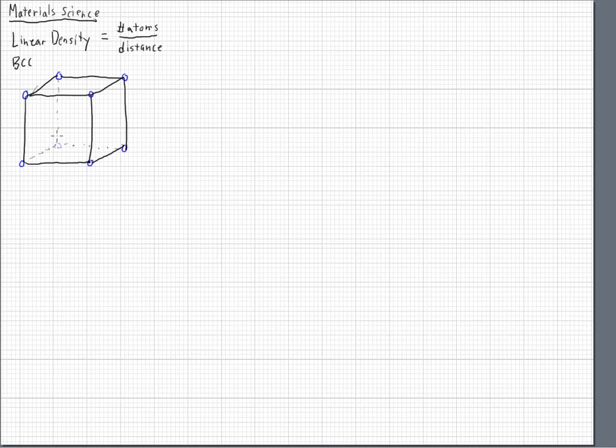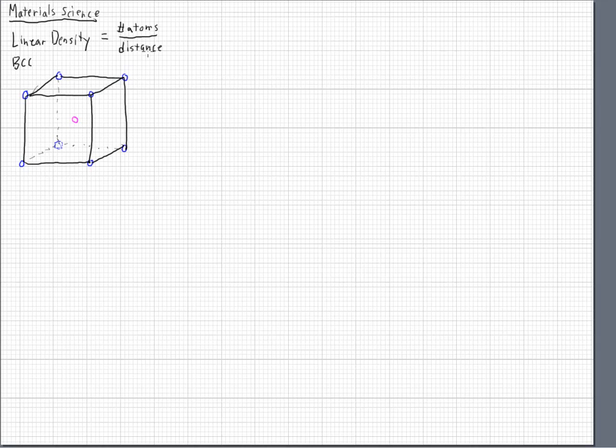Okay, and the body-centered cubic cell has one atom on each corner plus another one. I'm going to put it in purple in the middle of the box. So that's why it's referred to as body-centered cubic. Now, to characterize this linear density, the number of atoms divided by distance, we need to understand the geometry of what's going on here.